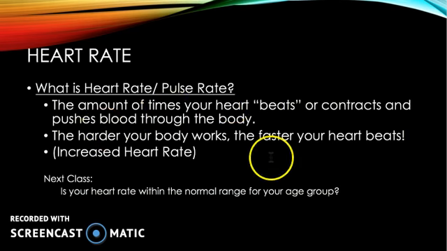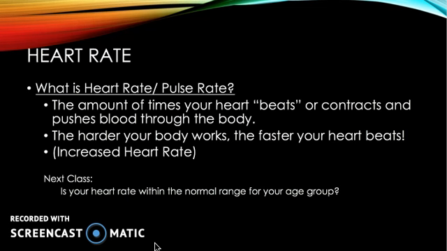The harder your body works, the faster your heart beats, which is true. When you run and feel really out of breath and you can hear your heart pounding in your chest, that's because your heart is working extra hard to get all of that oxygenated blood to where it needs to go, to let you run as fast as you're running or physically strain yourself. Ultimately, the harder your body works, the more your heart rate increases.